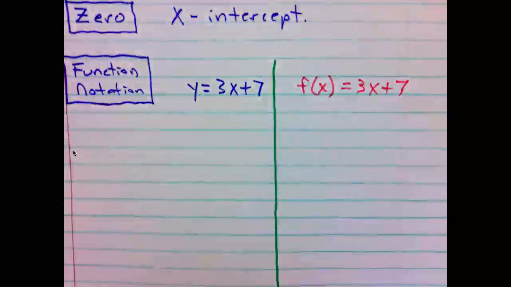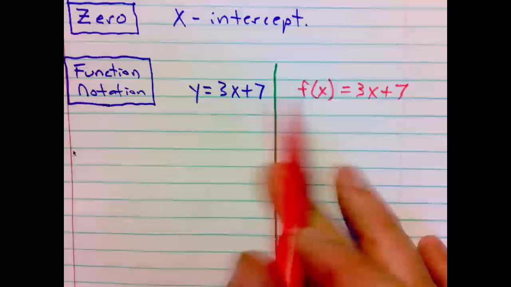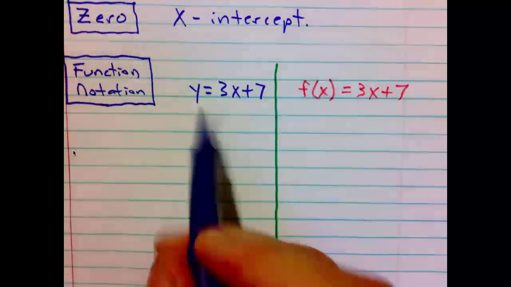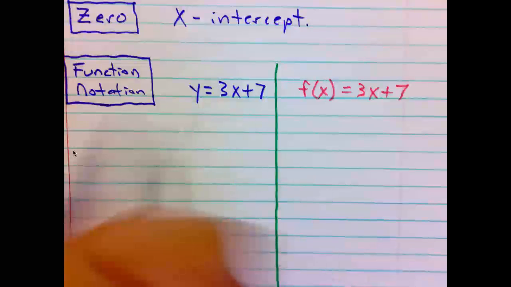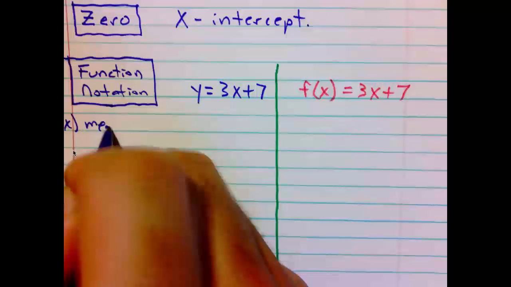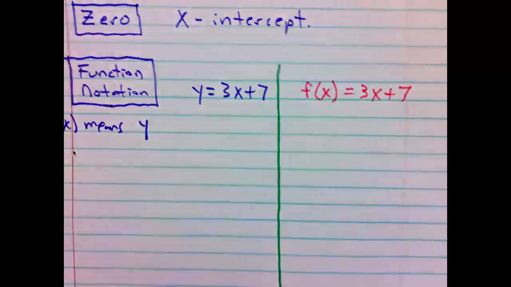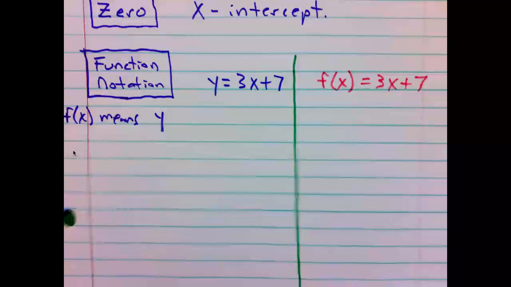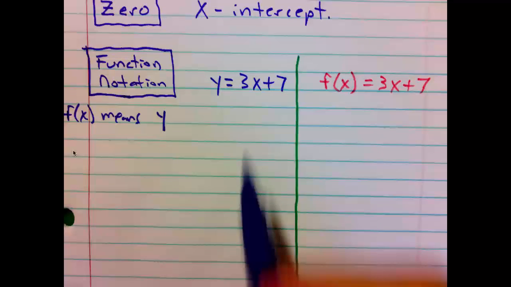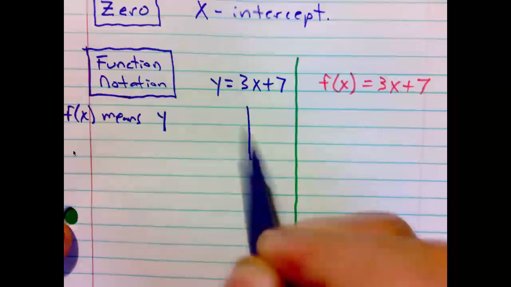So we see the only difference between the two notations is here we're using y, here we're using f of x. If you only remember one thing about function notation, know that it's just another way to say the dependent variable. F of x means y. And that's a loose interpretation, but for our purposes, that'll help you remember.